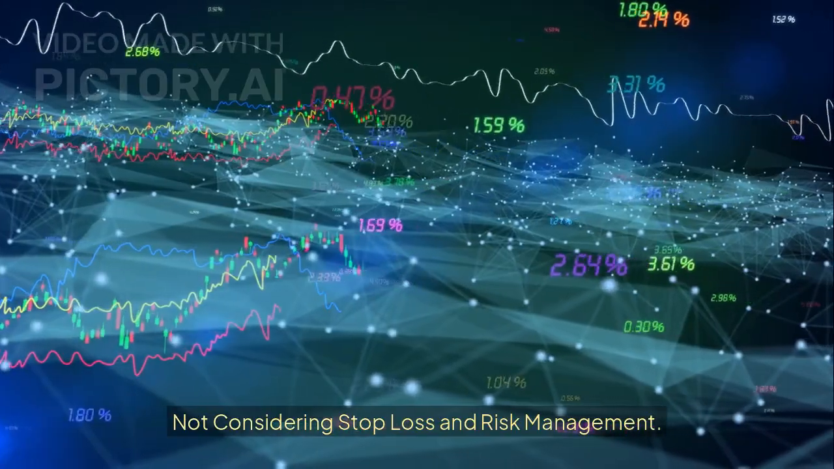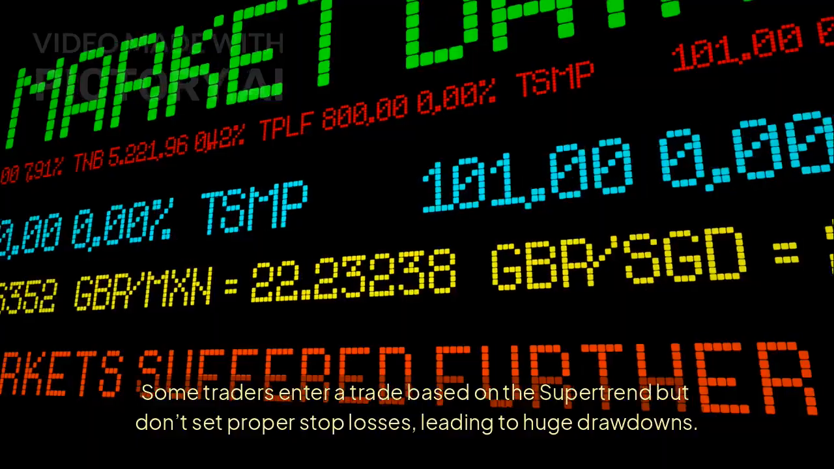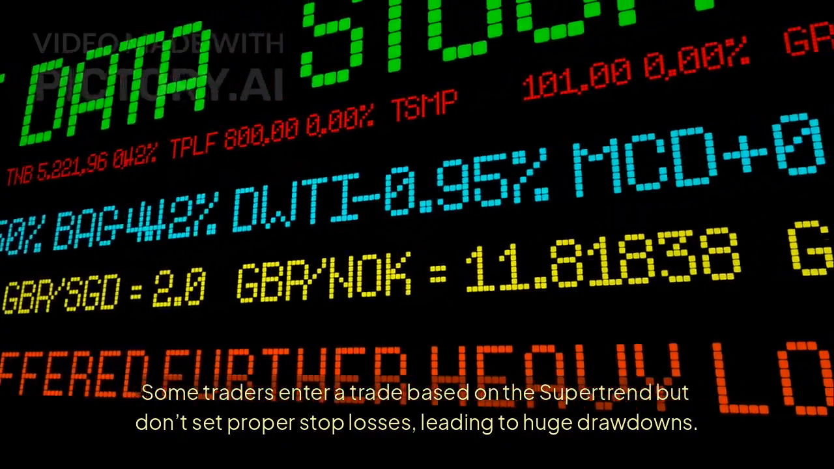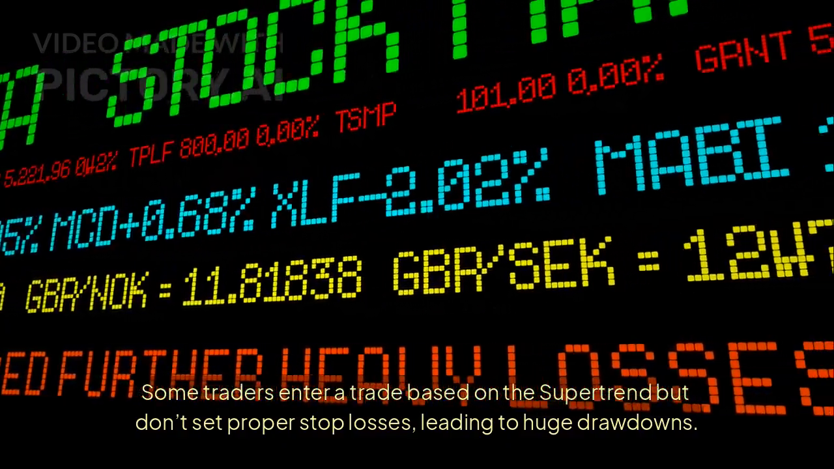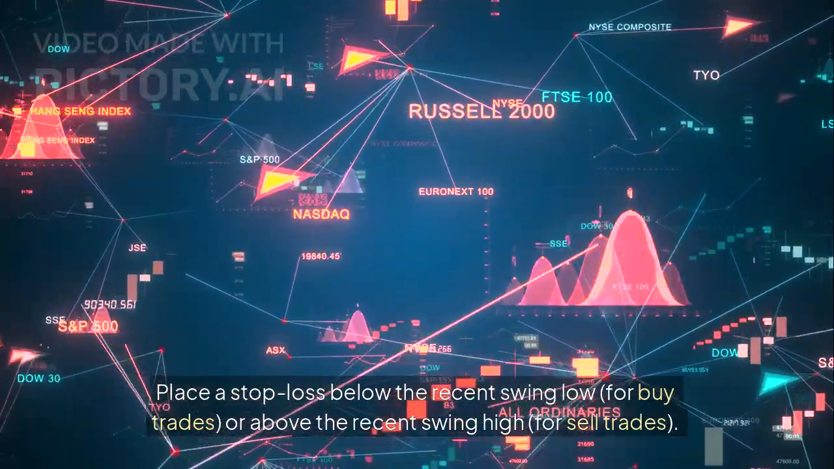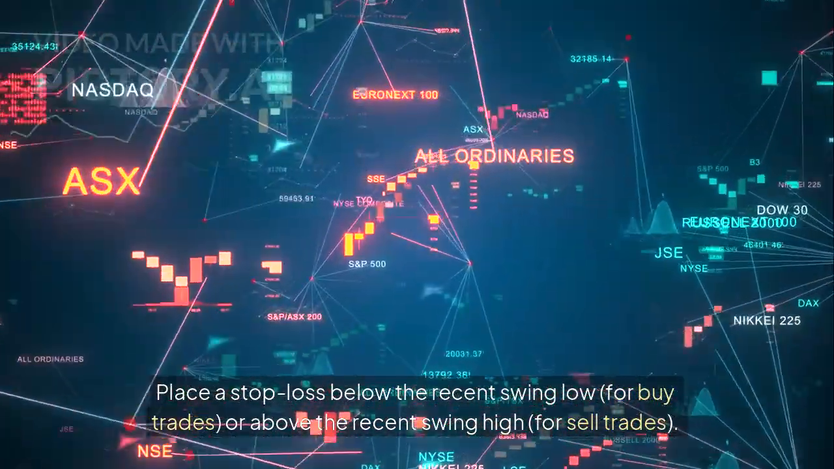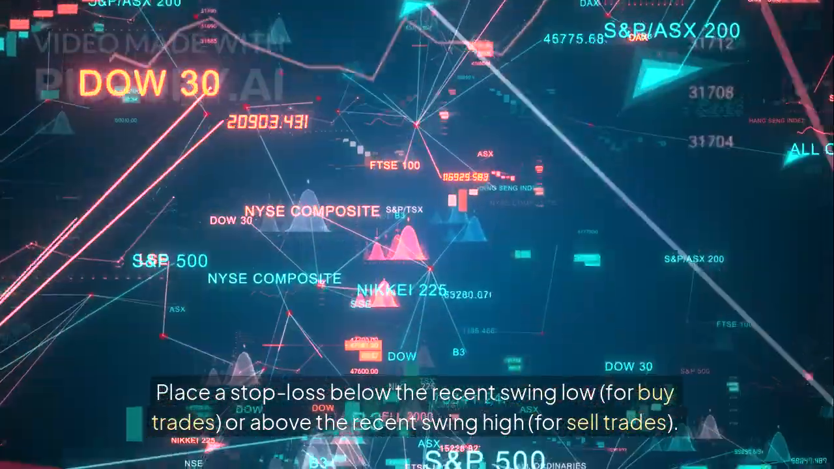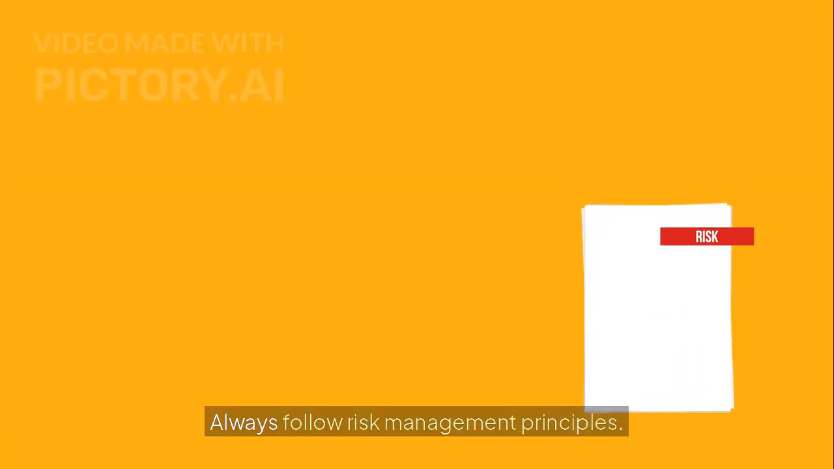Not considering stop loss and risk management. Some traders enter a trade based on the Supertrend but don't set proper stop losses, leading to huge drawdowns. Place a stop loss below the recent swing low for buy trades or above the recent swing high for sell trades. Always follow risk management principles.